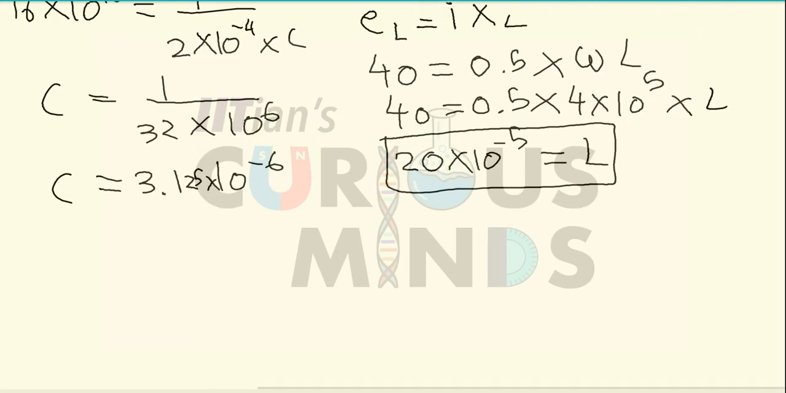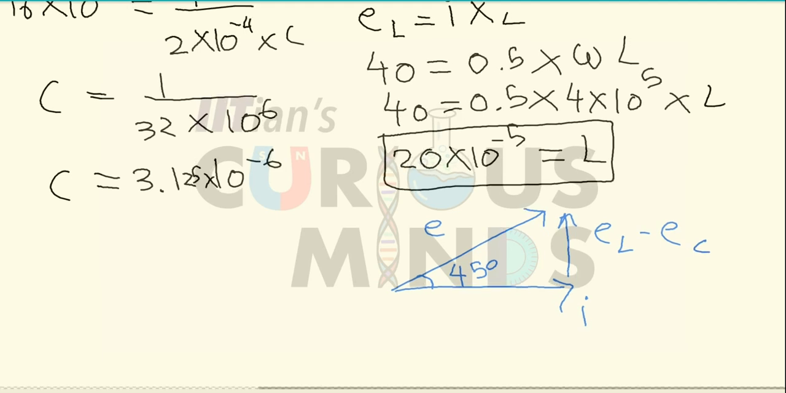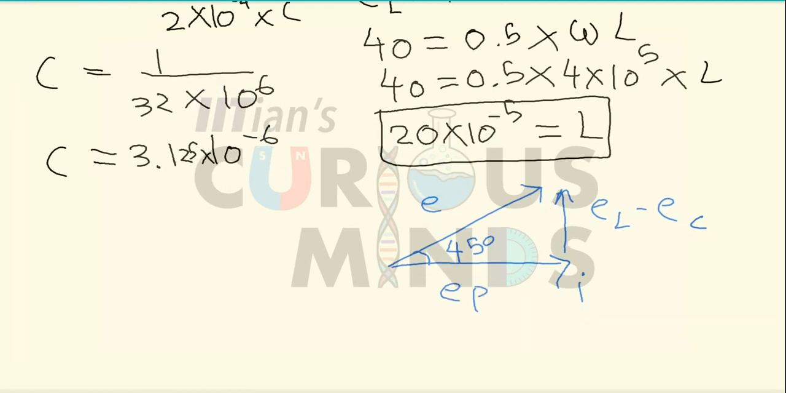Now understand that if I draw the second phasor diagram, this is current and the total voltage. The current lags, which means that the EMF will lead by 45 degree. So this is the total EMF, which is equal to EL minus EC, and this is ER.